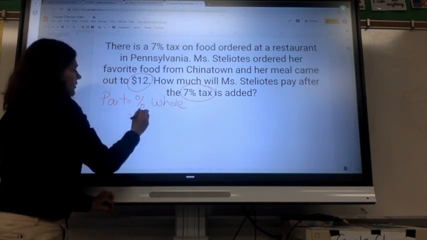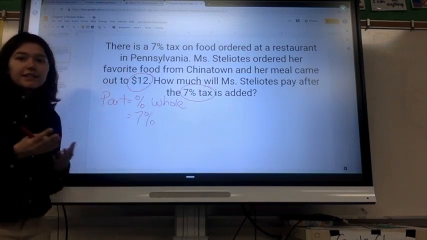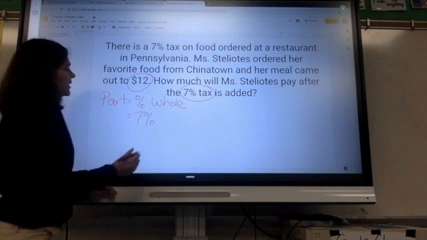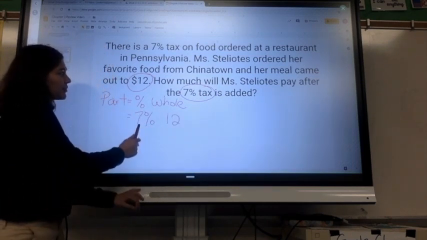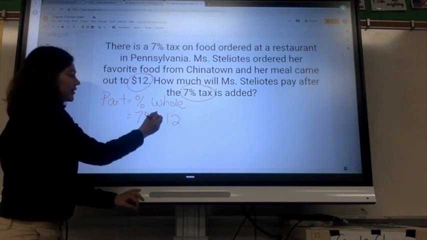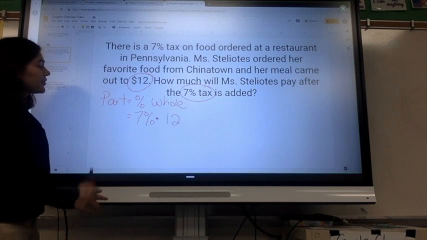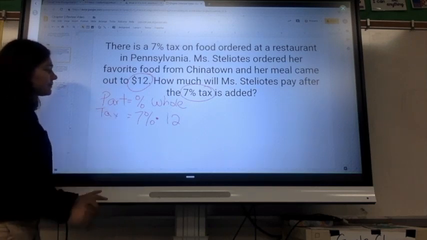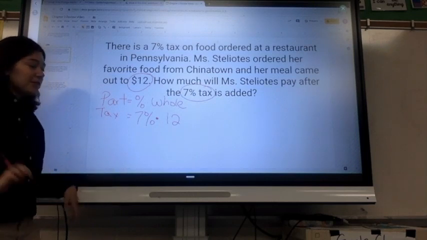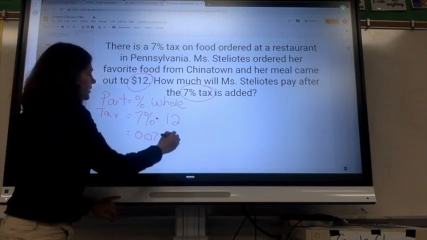The percent is 7%. That's getting added. The whole is like the subtotal, the cost of the food. That's 12. We're taking 7% of that. We're taking 7% of our $12. So we know we're multiplying the percent times the whole. And that's going to give us our part, which in this case is the amount of the tax that we're adding. So we're going to do the exact same thing we just did. 7% is 0.07 times 12.